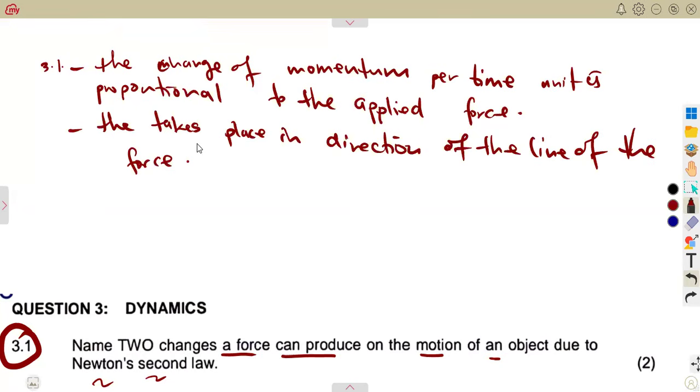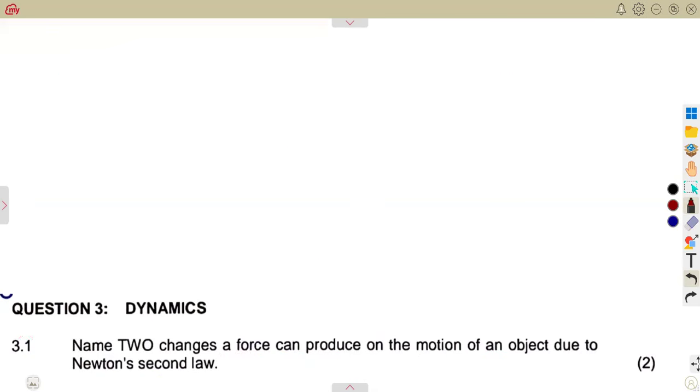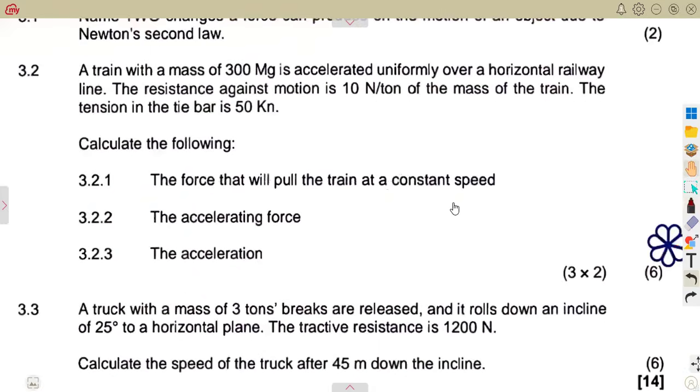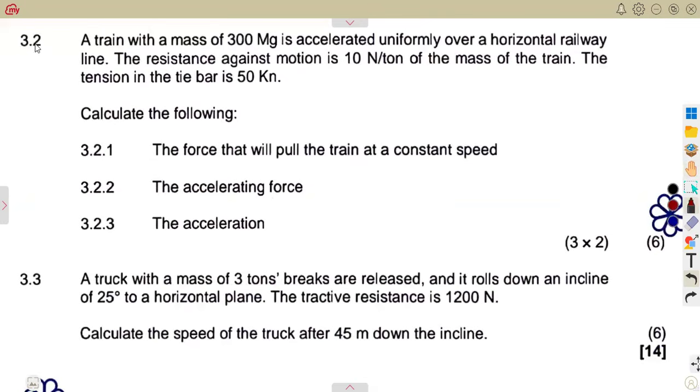Also, you can talk of the acceleration. The change that is going to happen in terms of the acceleration: the acceleration of an object depends directly on the net force, and inversely on the mass. So that is another part to consider. Guys, just go through your Newton's second law by defining the changes that are there.